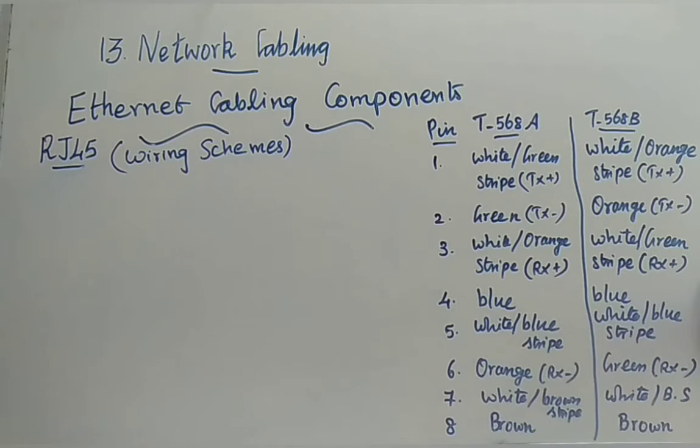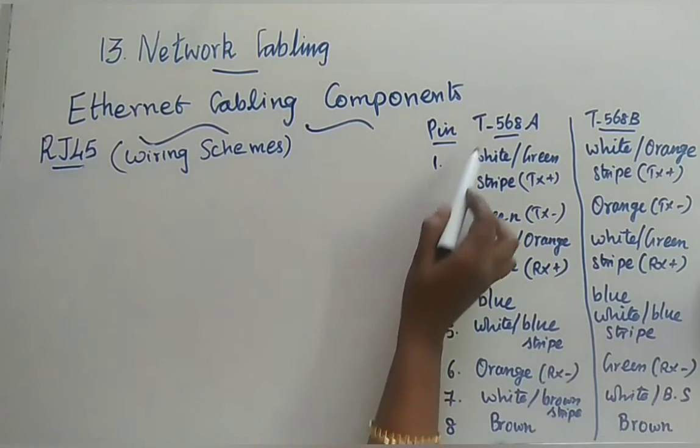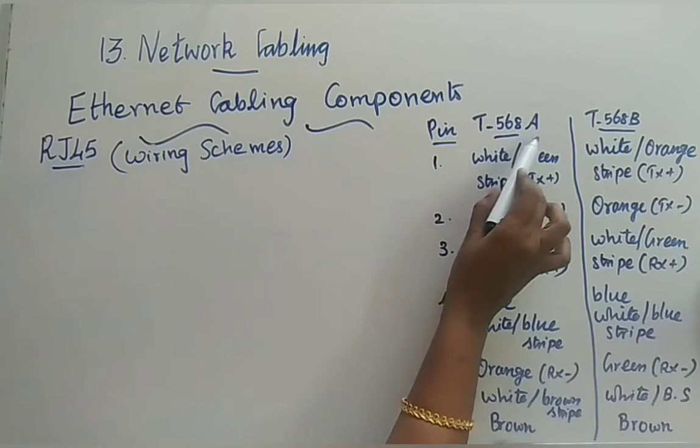So we can see what the colors of the wires are, and what each of them is going to do. The wiring scheme can be done in two ways. The first one is T568A.